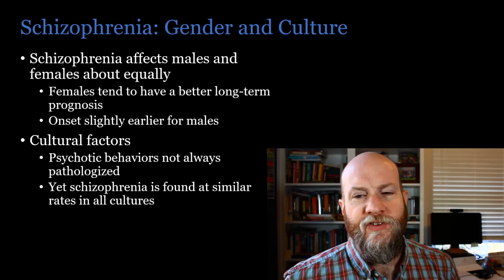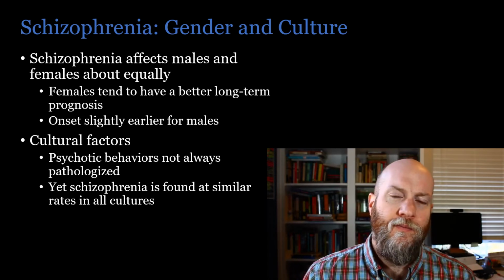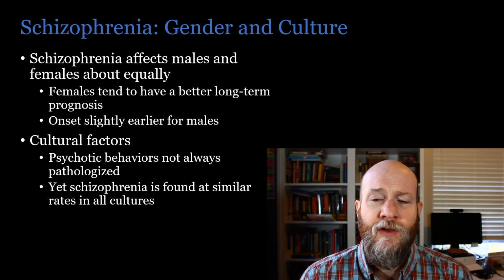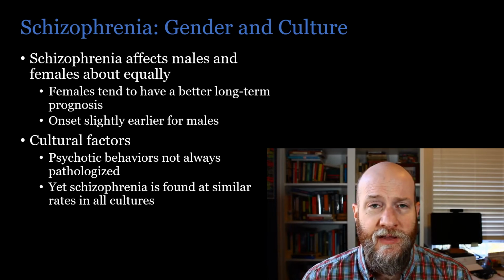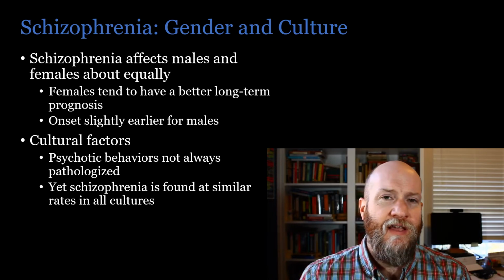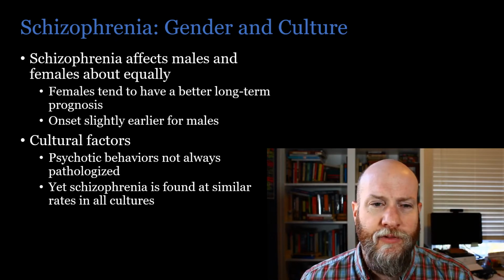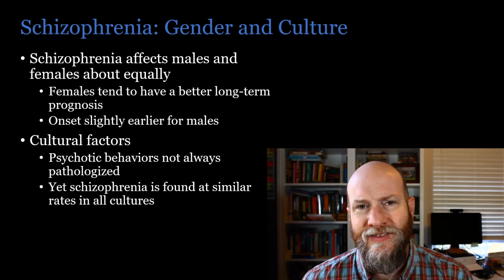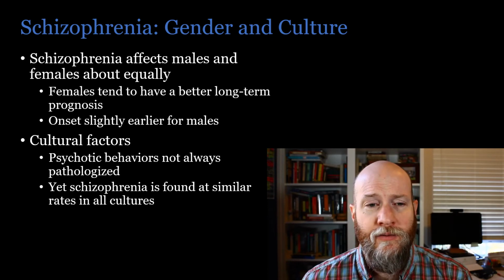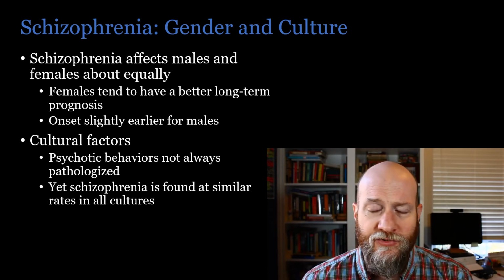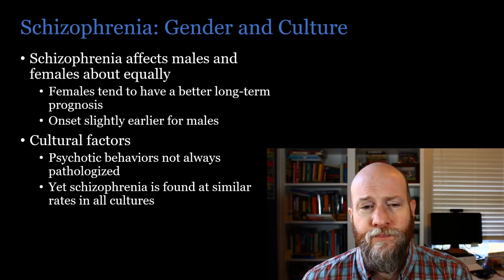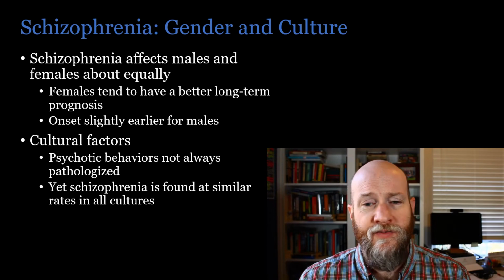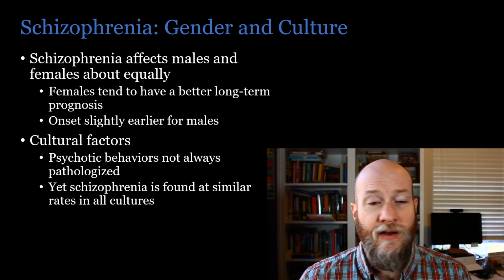There are some slight differences typically associated, but what we found over time, especially with addressing some of our biases in diagnosis, is that schizophrenia tends to affect males and females about equally. Females tend to have a better long-term prognosis. The onset is sometimes slightly earlier for males, but in general it does not seem to discriminate across gender. Psychotic behaviors are not always pathologized, but we find that schizophrenia is similar in rate across all cultures.